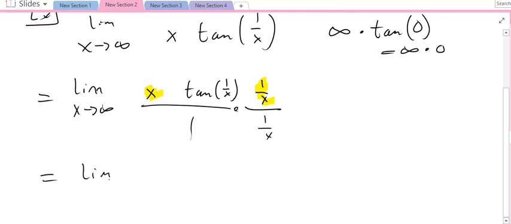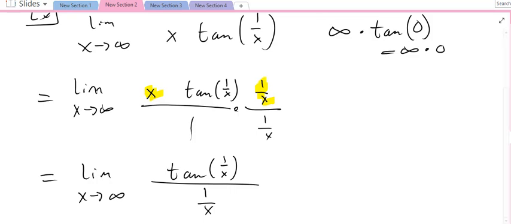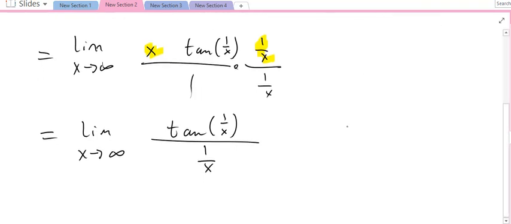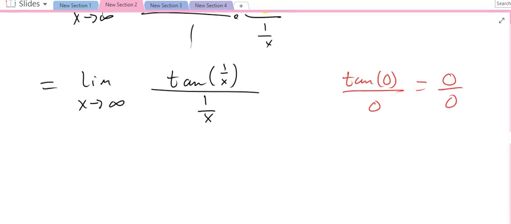And so this is going to equal the limit as x goes to infinity of tangent of 1 over x over the function 1 over x. And now as x goes to infinity, we get tangent of 0 and then something going to 0. So this is of the form 0 over 0. So we're allowed to now apply L'Hopital's rule to this thing. So we go ahead and take the derivative of the top and take the derivative of the bottom.